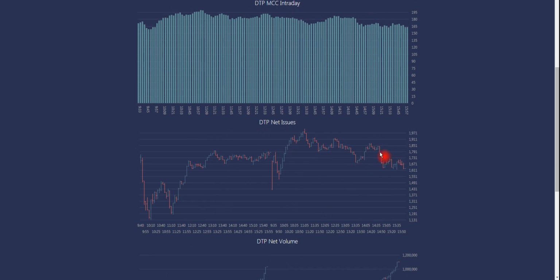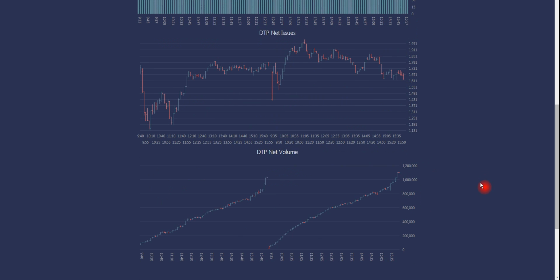So net issues leaped up and stayed near highs most of the day. This is what a trend day looks like on net volume. This is a combined net volume as well. You basically start at zero off open because net volume always starts at zero, and then you trend one way and you have no pullbacks. So that's a trend day.